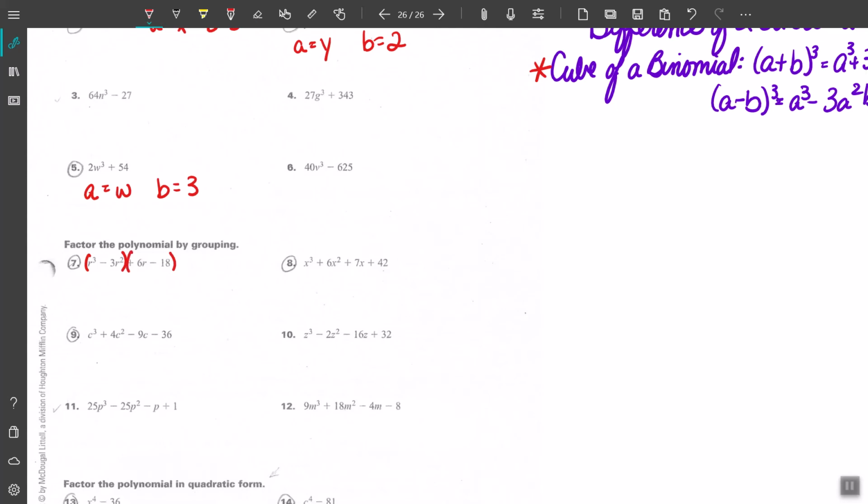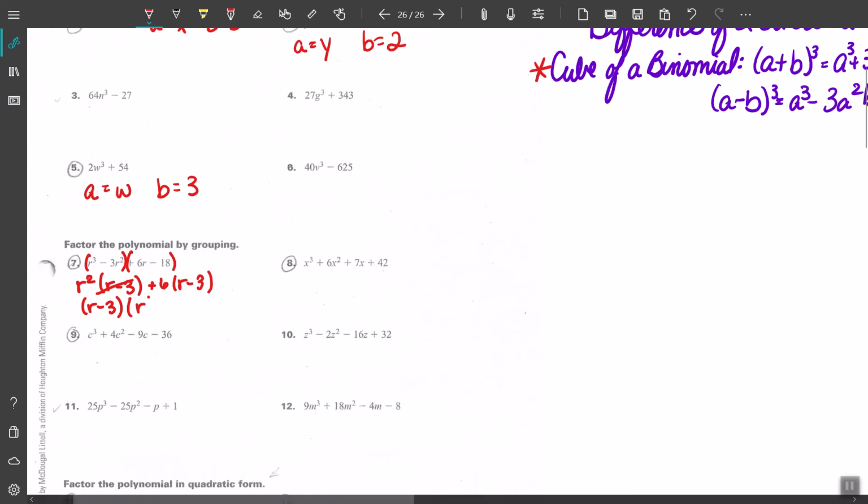And we're going to pull the GCF out of the first group, which is r squared. That leaves us with r minus 3. And then the GCF with the second 2 is positive 6, r minus 3. All right, then in each of these terms, we've got a binomial that's common to both. So I'm going to take the r minus 3 out of the first term. I end up with r squared. Take it out of the second term, and we end up with this right here.